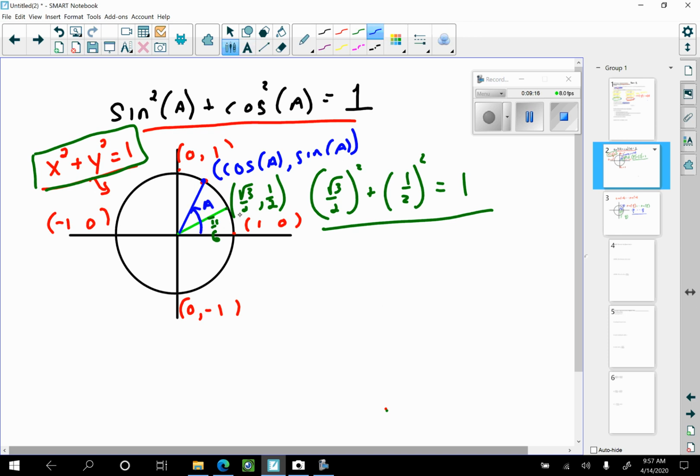And we know that. This is our trigonometric definition of the trig ratios. This x value is cosine A. This y value is sine of A. We've been doing that for weeks. So if I know this is true, and I know this is true, wouldn't it follow then that the cosine squared of A plus the sine squared of A is equal to 1? Indeed it would.